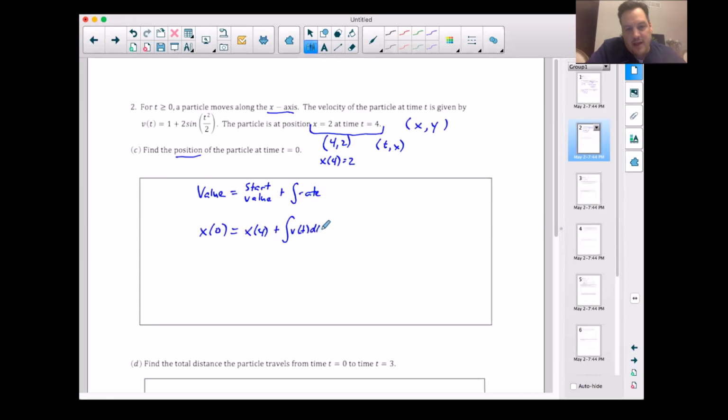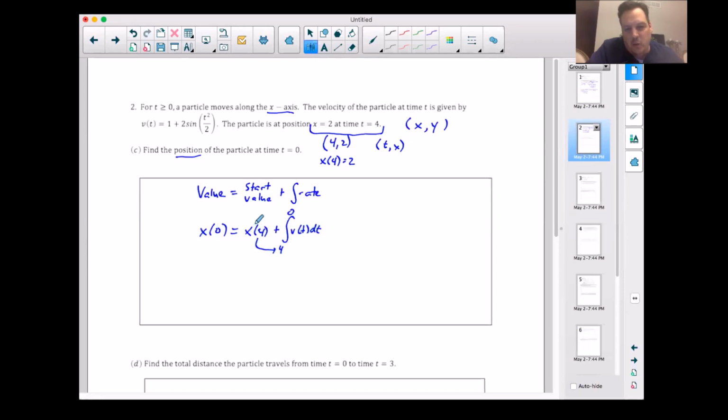V of t. And then I purposely left the limits off for a moment, because whenever you're doing this formula, we're so much in the habit of putting 0 and 4, and we want to instinctively put the 0 on bottom and the 4 on top, because that's the proper integral, right? But we don't really have a choice. When you're doing the fundamental theorem, the starting time always goes on the bottom, and the time that you want to find goes on top. And so our position at time 0 is going to be x of 4 plus the integral from 4 to 0 of v of t dt.